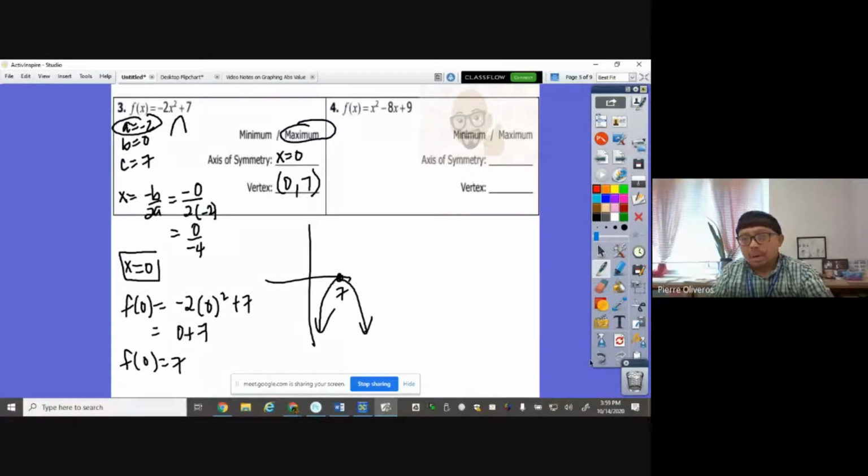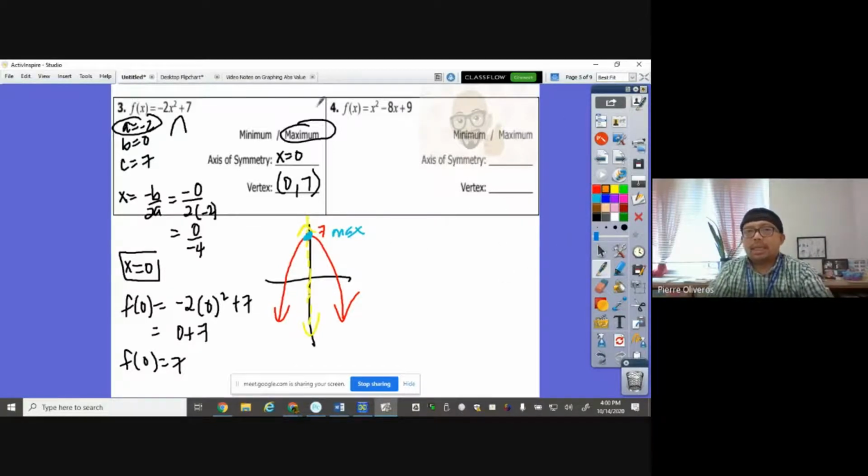We missed the graph here. It's not 7, 0. It has to be 7. The 7 is right here. The graph goes like this. And the axis of symmetry goes to the vertex, and that's the axis of symmetry here. And that's a maximum value because it opens downward.